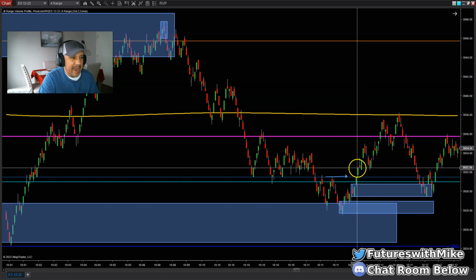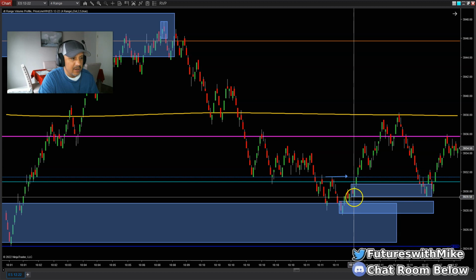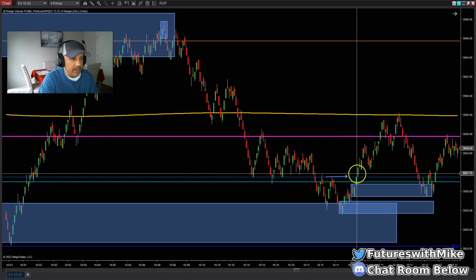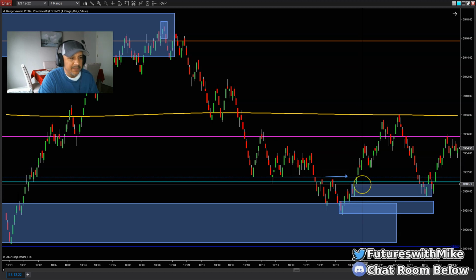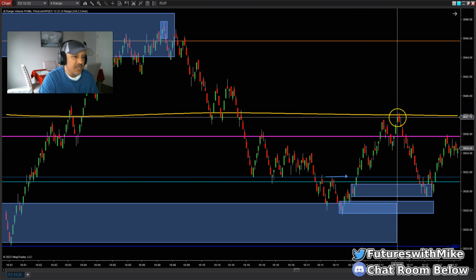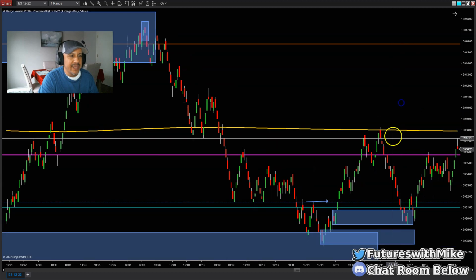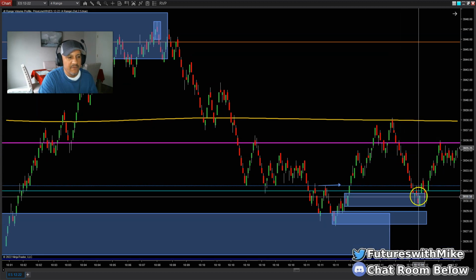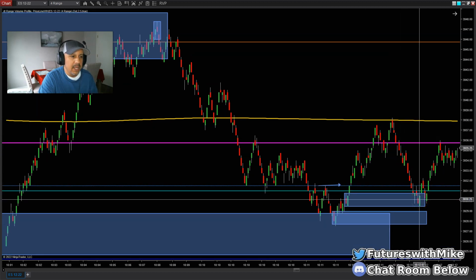Leaves behind a gap right here out of this area of demand. Look, aggressive buying: green candle, green candle, green candle. Price does not immediately pull back to it. Continues pushing higher. All we're doing now is doing what? We're waiting for price to pull back to that area of demand that we marked off on the 4-range chart. Boom. It pulls back to it.